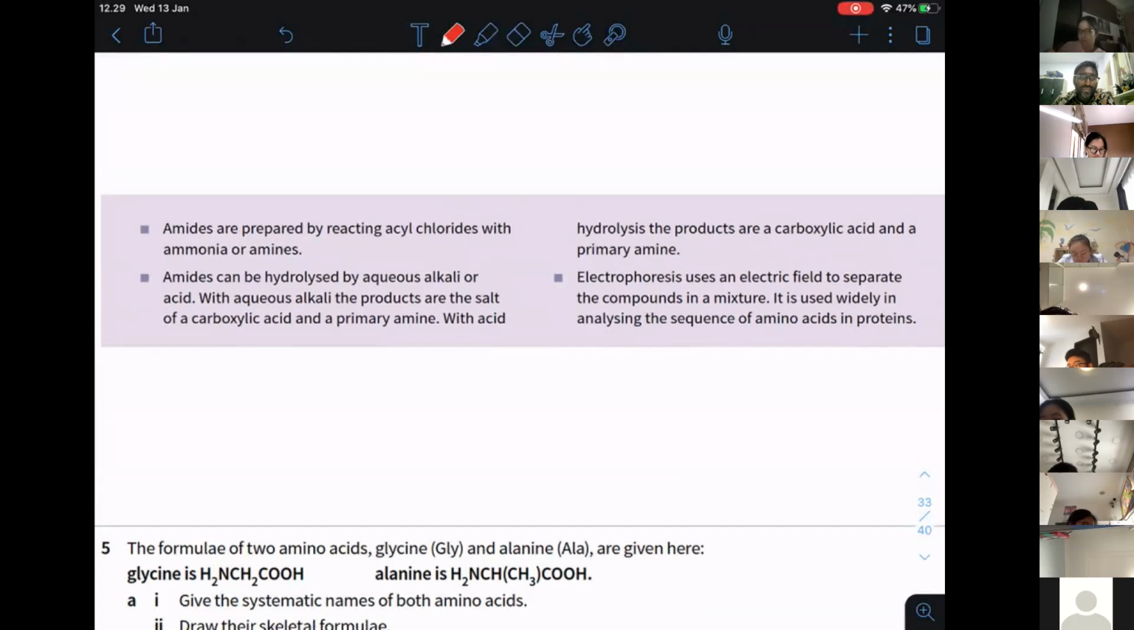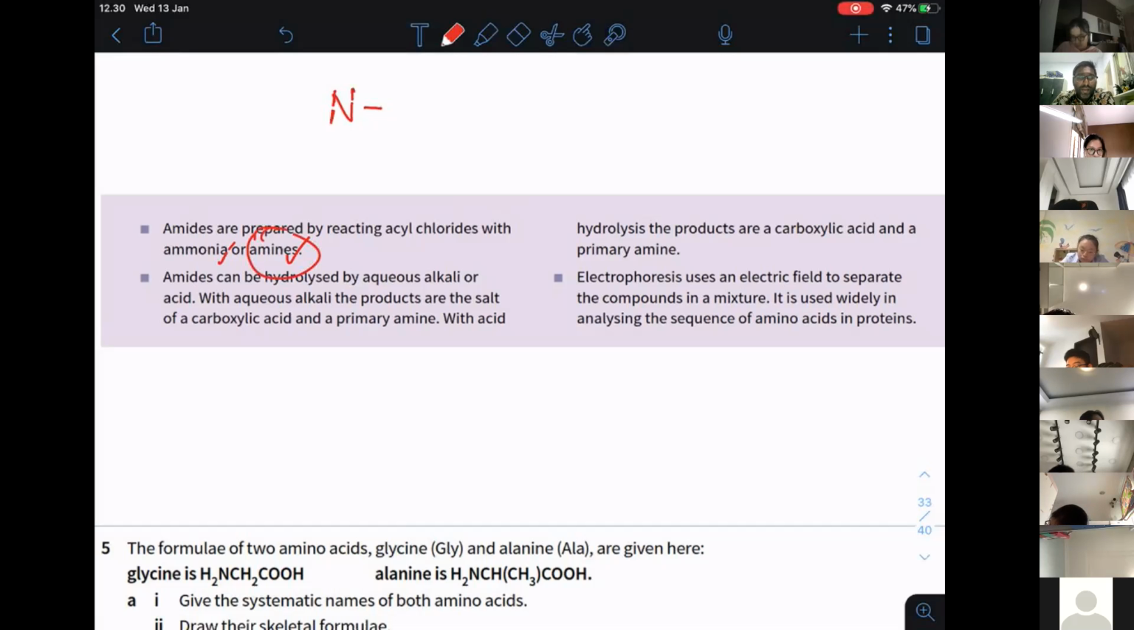So amides, how do we prepare amides? There are two ways. One, you react acyl chloride with ammonia, or you can react it with an amine. If you want just unsubstituted amides, you react with ammonia. How do I know it's a substituted amide? The moment you see N-something, that is going to be a substituted amide.